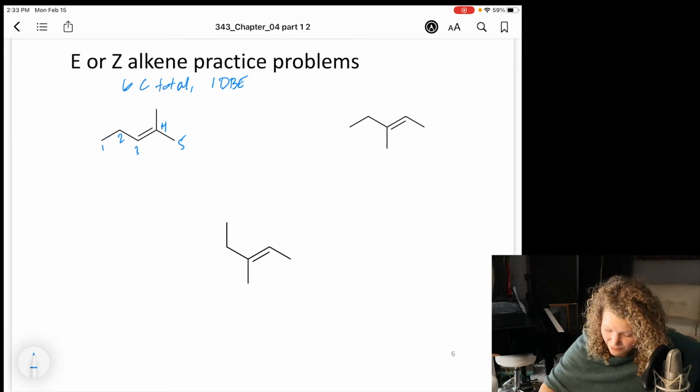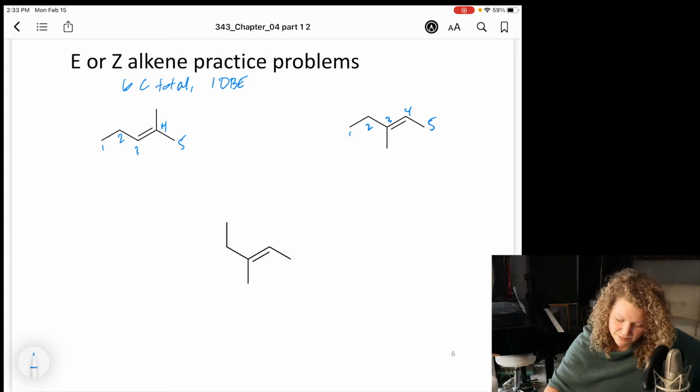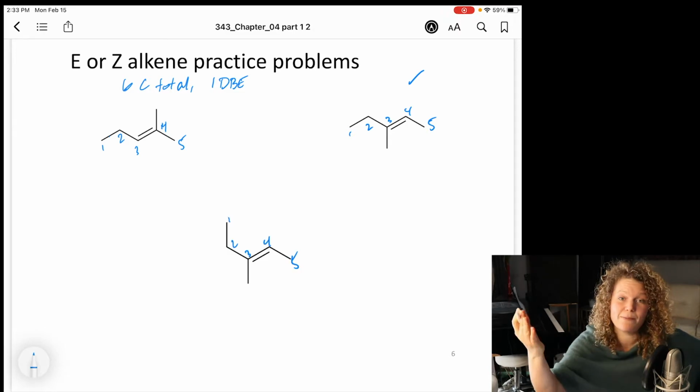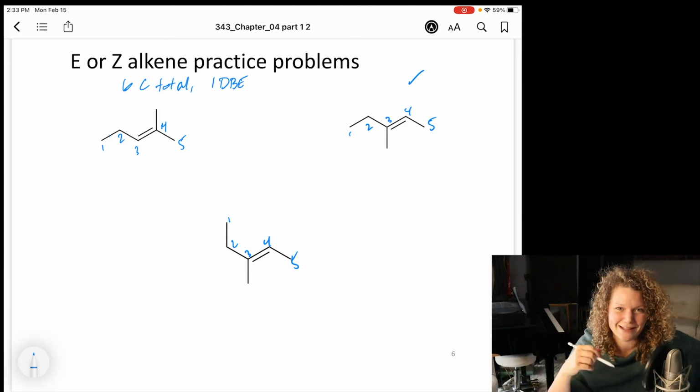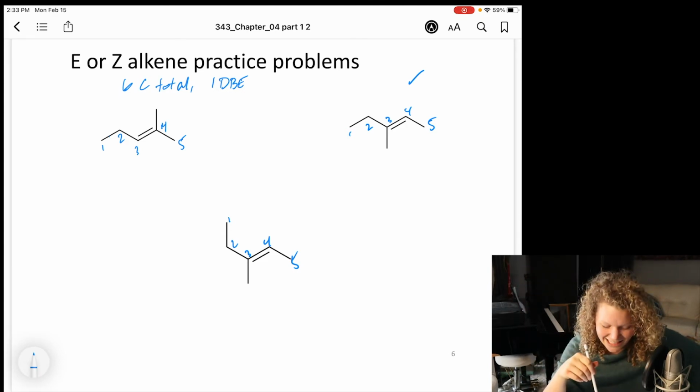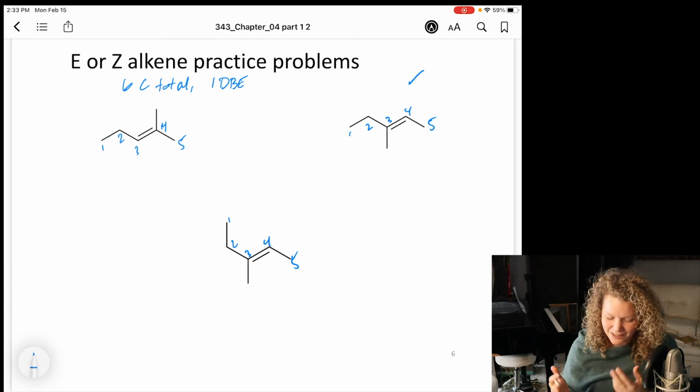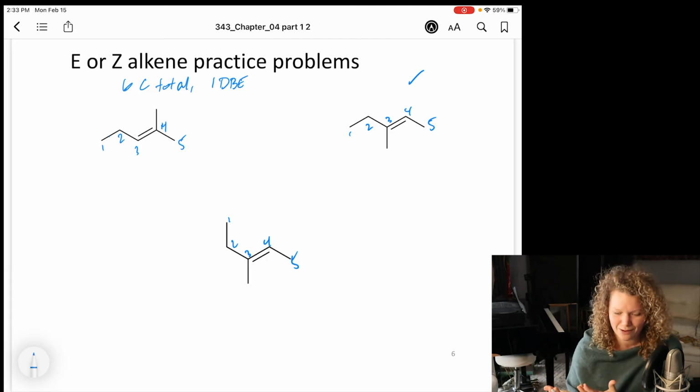Let's compare the other ones. Okay, well, 1, 2, 3, 4, 5. That's also a pentene derivative, and it has 6 carbons. Okay. What about this one here? 1, 2, 3, 4, 5. It's also a pentene derivative with 6 carbons. I already knew this. I made the slide, but I'm walking through it because I think that it's important to look and have you hear me walk through how I would do it.